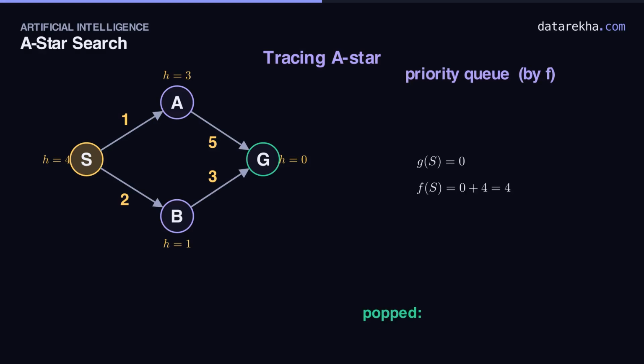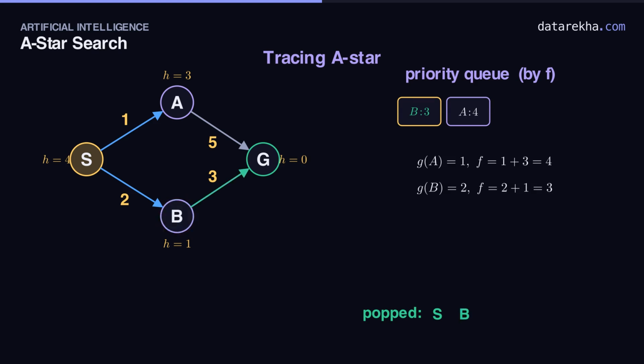Seed the frontier with the start. f of S is g 0 plus h 4, so S sits in the queue at 4. Pop S and expand it. Child A gets g 1, so f of A is 1 plus 3, 4. Child B gets g 2, so f of B is 2 plus 1, 3. The queue now holds B at 3 and A at 4. Smallest f is B at 3, so B is popped before A, even though A came from the shorter first edge.